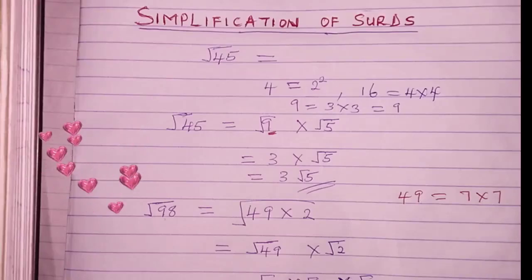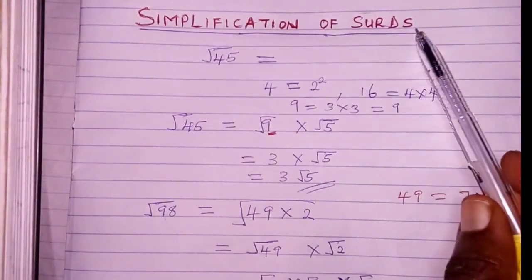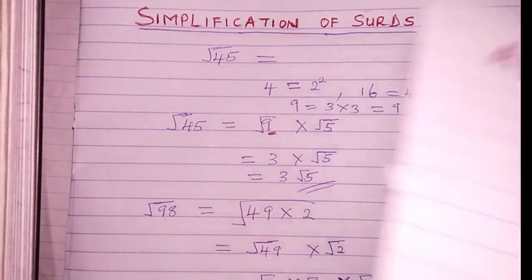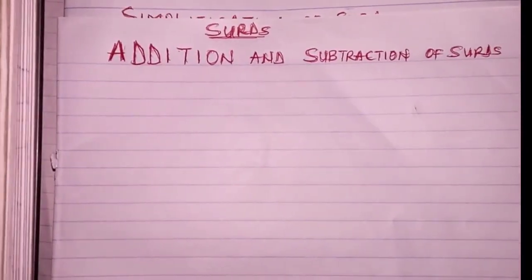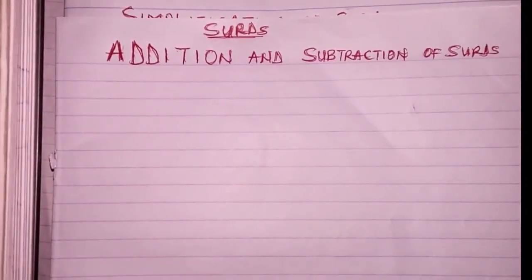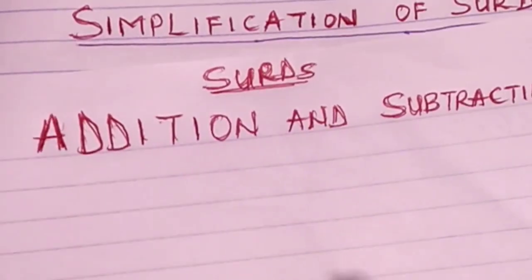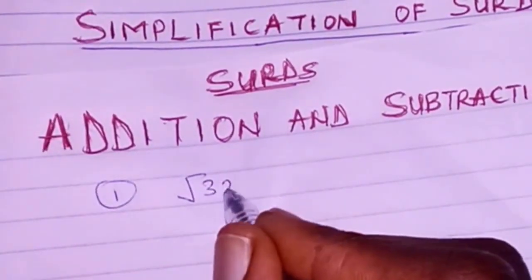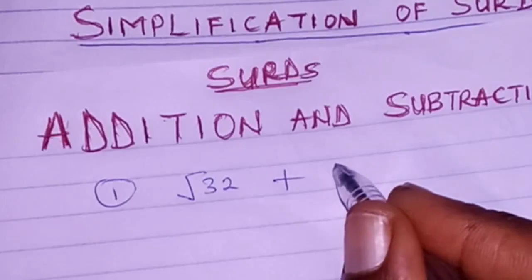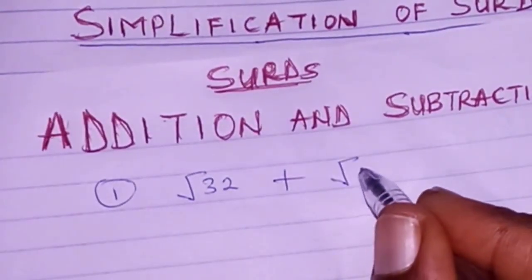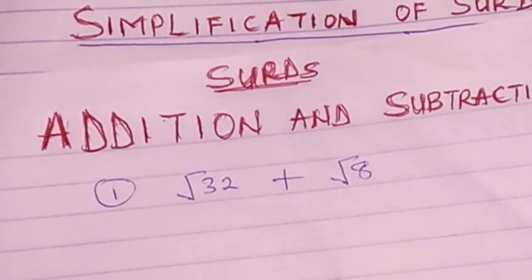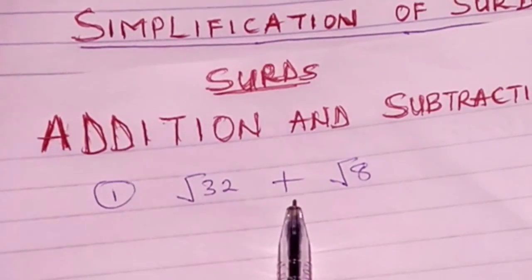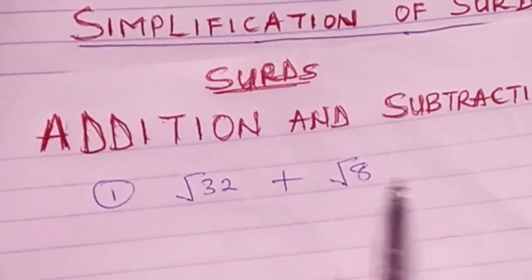In our last lesson, we looked at simplification of surds. In today's lesson, we're going to look at addition and subtraction of surds. Take for instance, you're given root 32 plus root 8. This is addition. You're asked to add root 32 plus root 8.